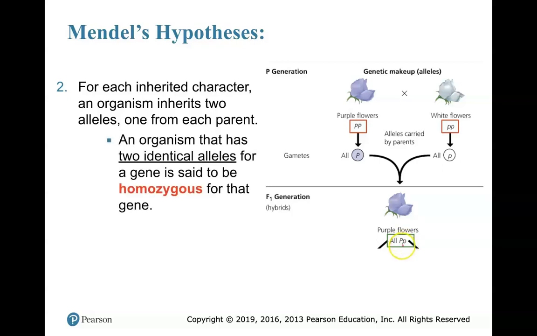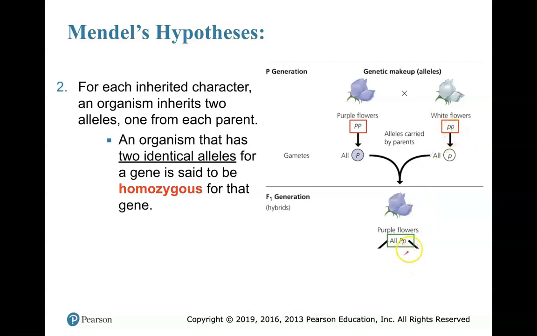An organism that has 2 identical alleles for a gene is said to be homozygous for that gene. So an example of a homozygous individual would be the parents. If we look at them, this parent has 2 alleles, both uppercase P, both purple alleles. This is going to be a homozygous parent. This is also a homozygous parent. The 2 alleles are the exact same, lowercase p, lowercase p. That is also said to be homozygous.